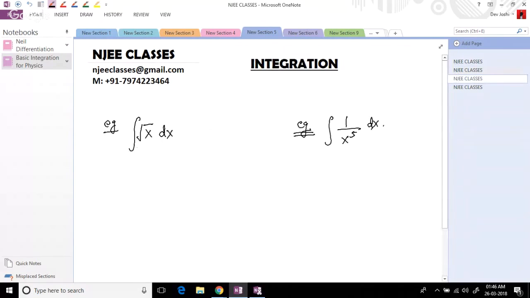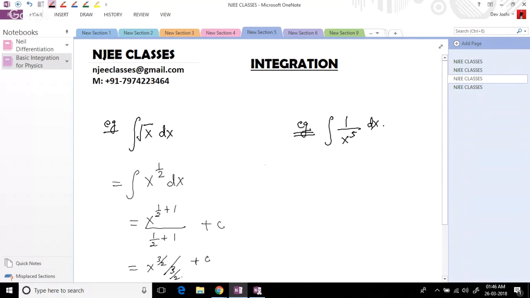Let's see another example. Integration of root x dx. So I can write integration of root x as integration of x to the power 1 by 2 dx, correct? So what is n? 1 by 2. So that is equal to x to the power 1 by 2 plus 1 upon 1 by 2 plus 1. So it is equal to x to the power 3 by 2 upon 3 by 2 plus c, correct? So that is how we get the final answer. All right.